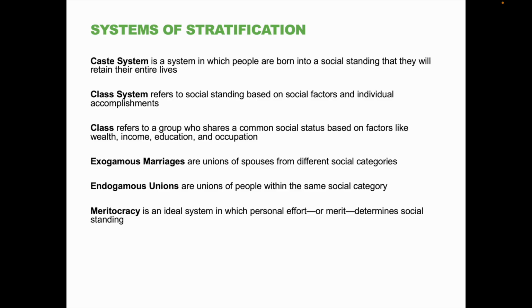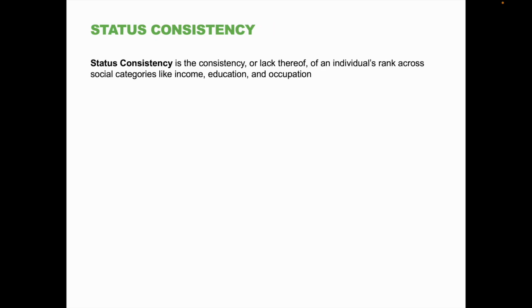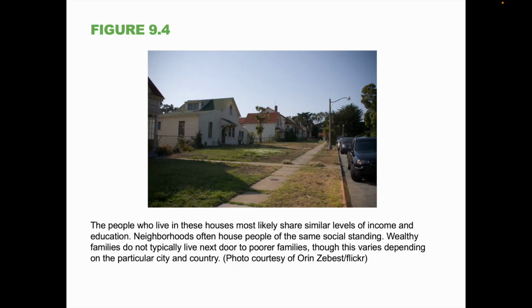Exogamous marriages are unions of spouses from different social categories. Endogamous unions are unions of people within the same social category. Meritocracy is an ideal system in which personal effort or merit determines social standing. Status consistency. Status consistency is the consistency, or lack thereof, of an individual's rank across social categories like income, education, and occupation.